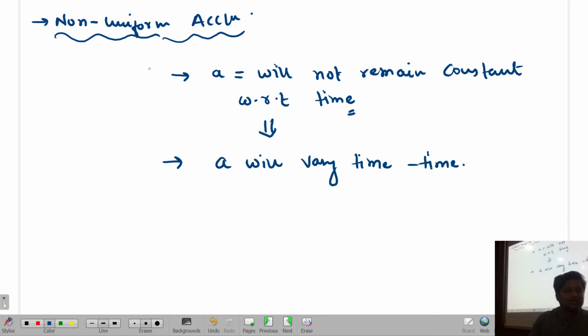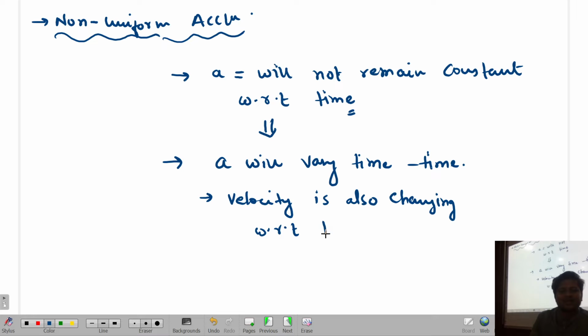If non-uniform acceleration is going to happen, it means a will vary with respect to time. One thing you will observe is that velocity is also changing with respect to time.